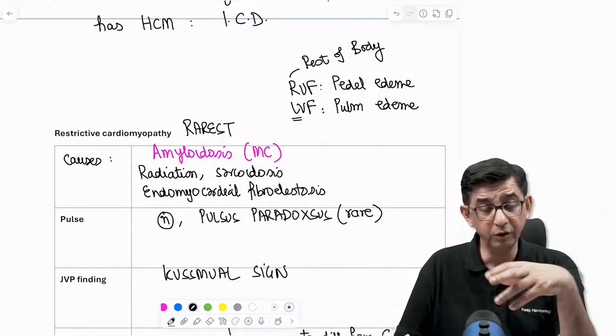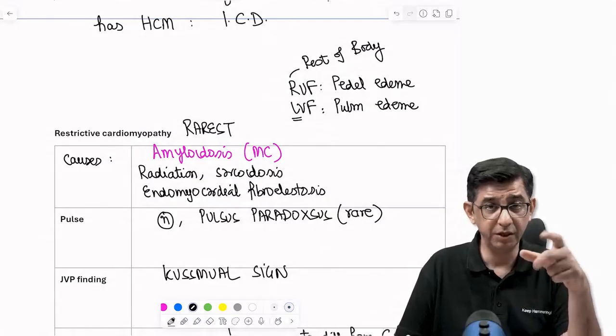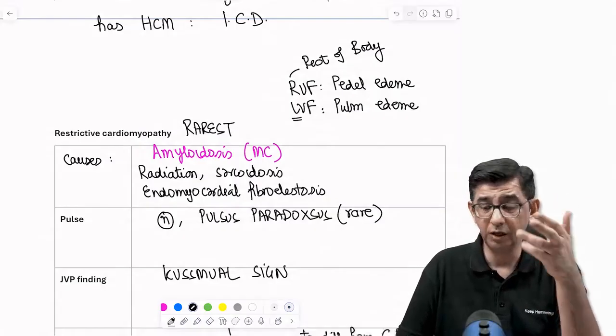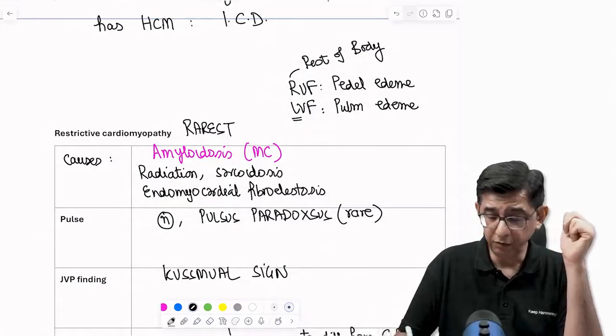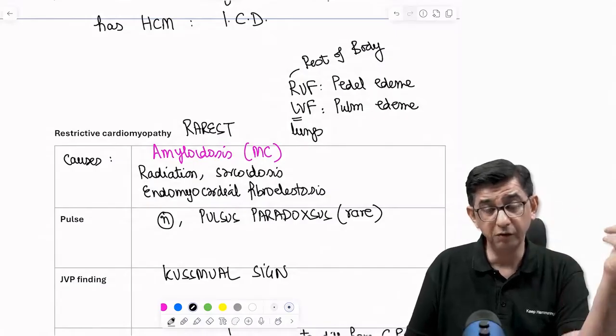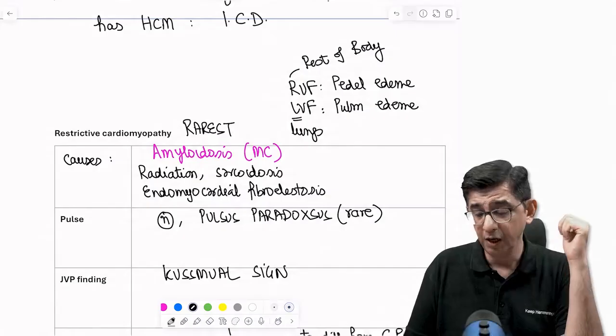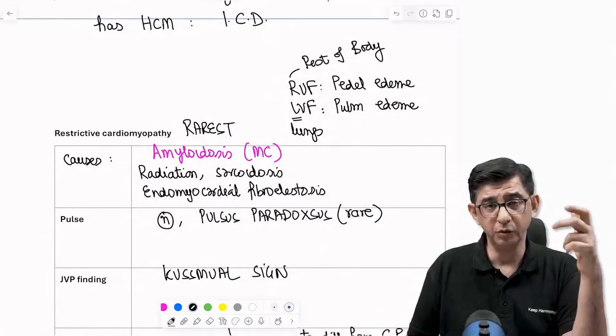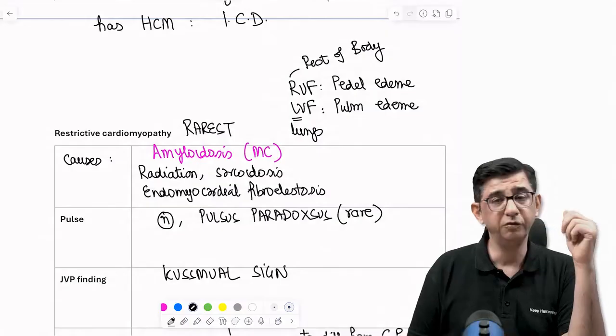So if there is failure of the right side, then the liver will become congested, the jugular vein will become congested, and even pedal edema will be there. And the left ventricle is ultimately connected to the lungs. So if the left ventricle fails, there would be pooling of blood in the lungs that will cause pulmonary edema in a patient. So restrictive cardiomyopathy will have all of these features.